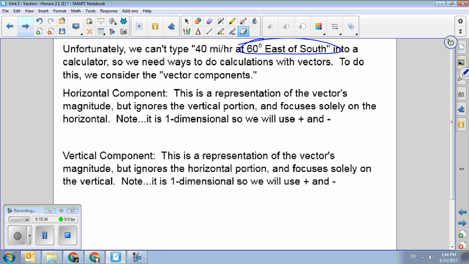To do that, we deal with what are called the vector components. The horizontal component is a representation of the vector's magnitude, but just in the horizontal direction. The vertical component is a representation of the magnitude, but it ignores the horizontal portion and just focuses on the vertical. Note, the two components are one-dimensional, so we can use positive and negative. My guess is I plowed through this, and you're probably wondering what I'm talking about. This is really easiest to explain by using an example, so let's dive in and do that.